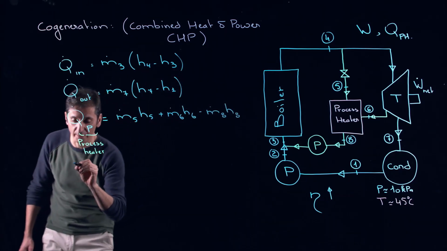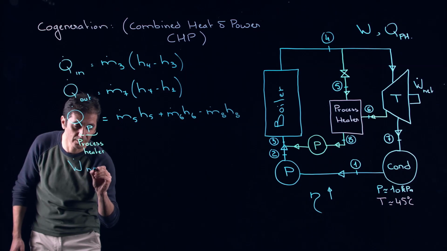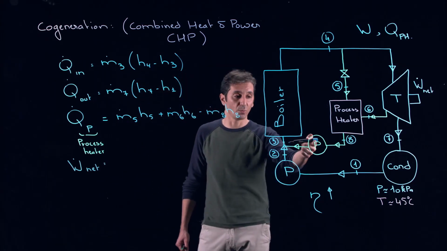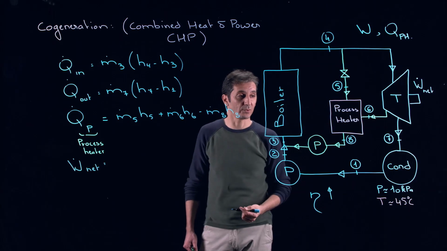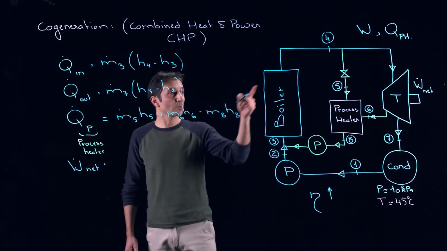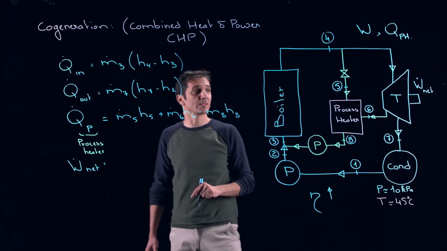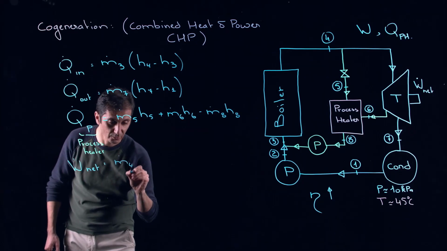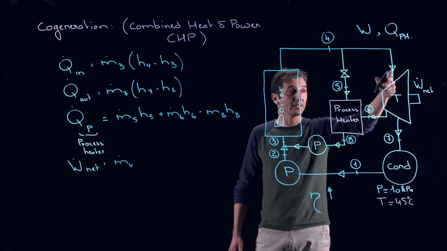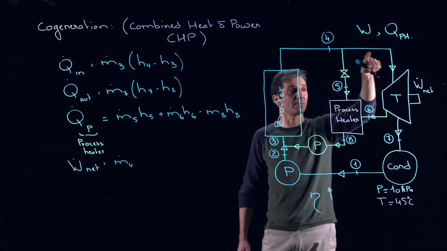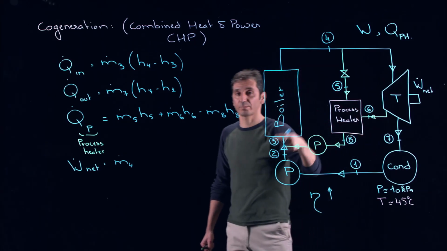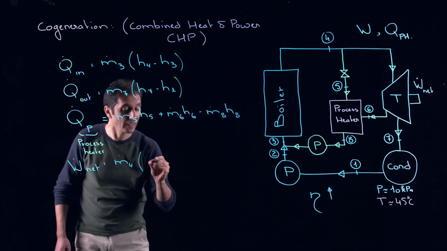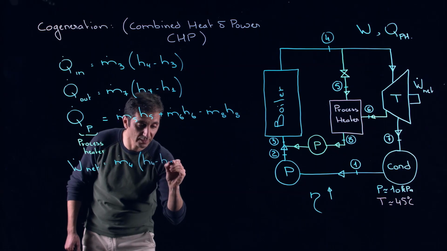The last one will be the net power produced, or here is just the power of the turbine. Remember that we always neglect the work of the pump compared to the work of the turbine, although you just have to subtract them. So here what do we have? We have an inlet here corresponding to M dot 4 cross H4, minus H6, right? Why? Because this mass flow rate is only producing work from 4 to 6. H4 minus H6.